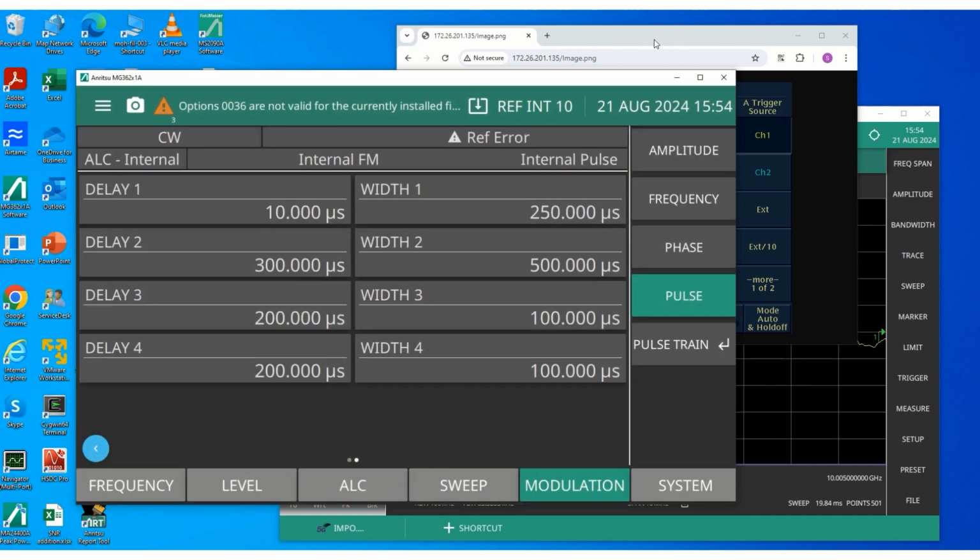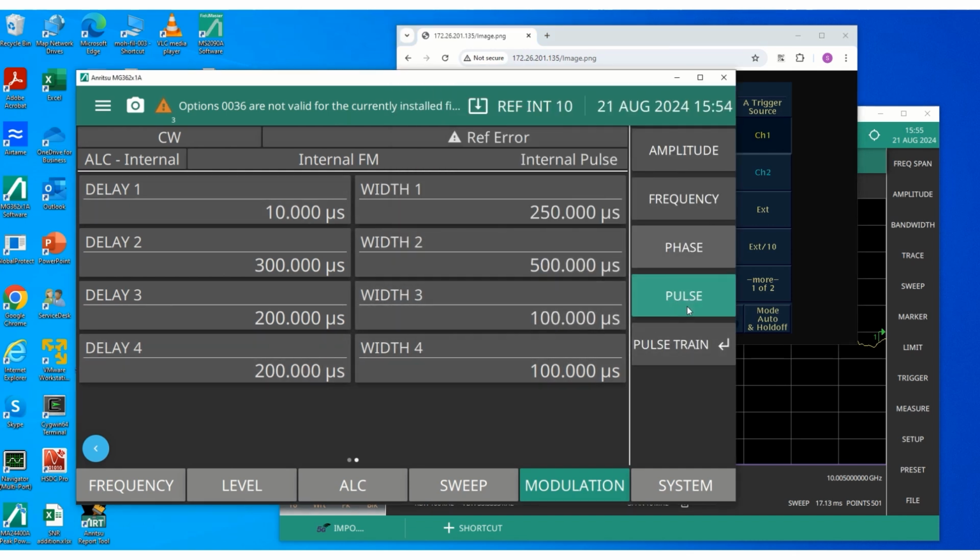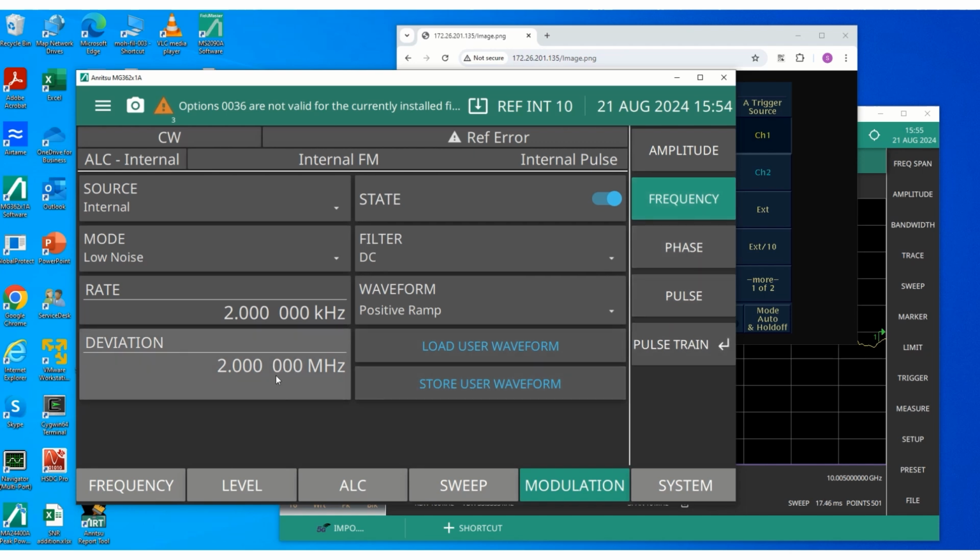Okay, so when we set it to 250 microseconds, let's update the display and see what we get. So now we get a much smaller pulse width, which means a much smaller duty cycle. So you varied the duty cycle of the pulse, but how do we get back our ramp with this 2 megahertz deviation? How do we get back our chirp with 2 megahertz deviation?